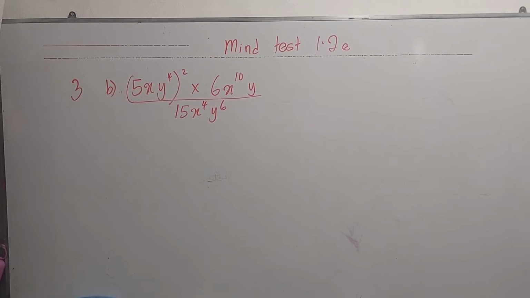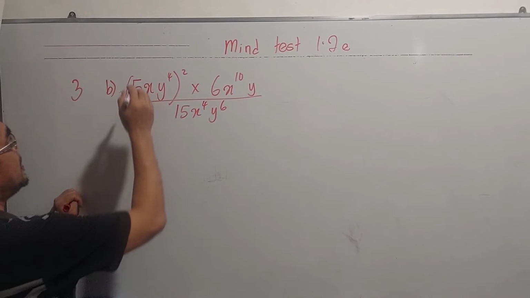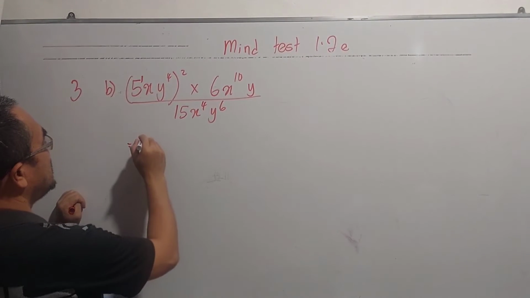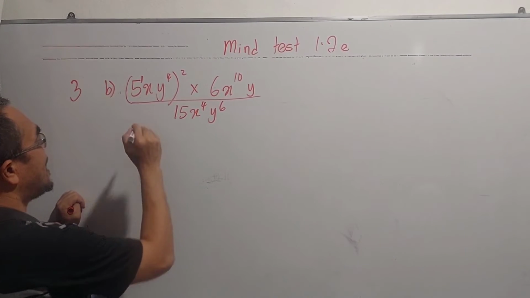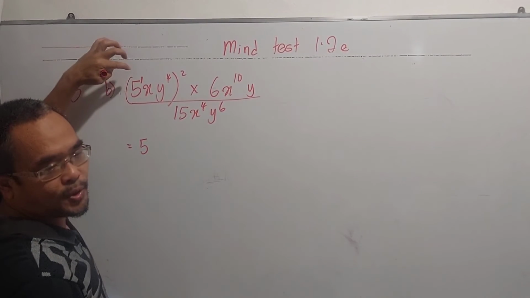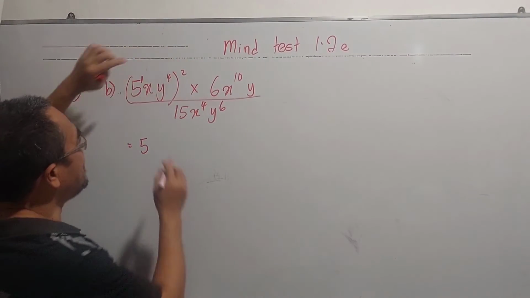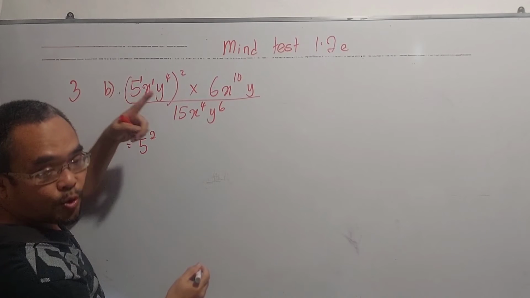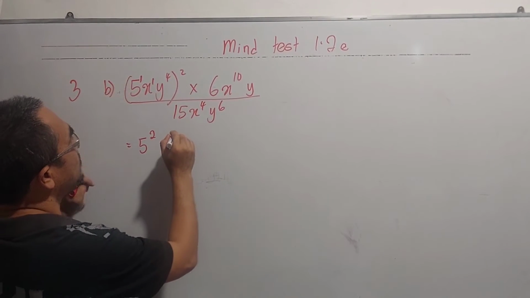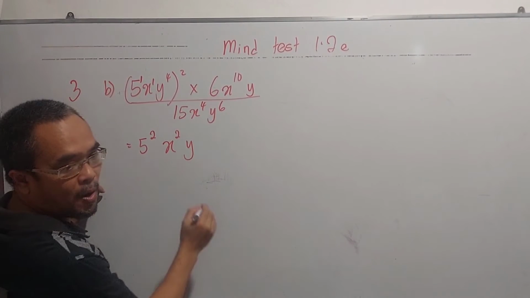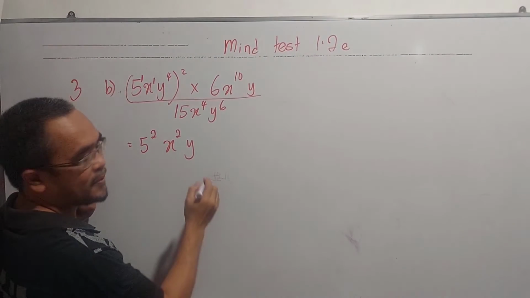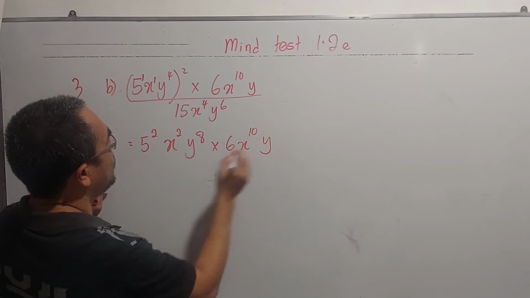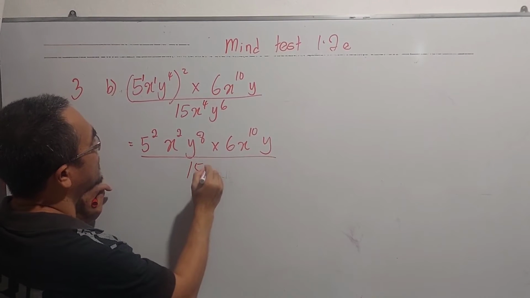Okay, let's continue with question number 3b. Write down 5 to the power of 1, okay, in case that it's in bracket. So let's simplify. Okay, we are not going to write down 1 times 2, but instead we just write down 2. Okay, and x is also power 1, 1 times 2, 2, and then y to the power of 8. 6x to the power of 10, y, and then copy others.